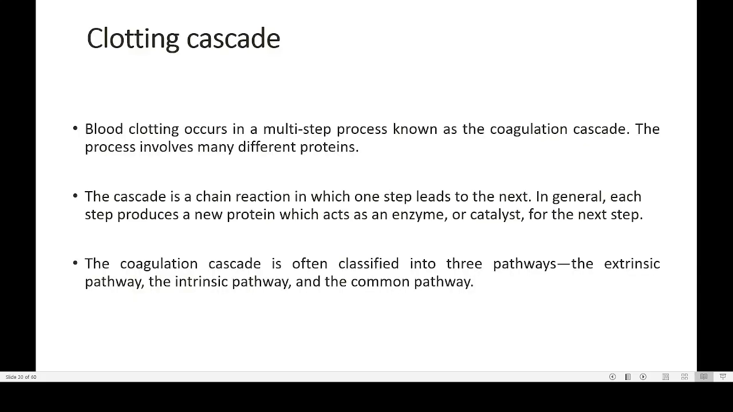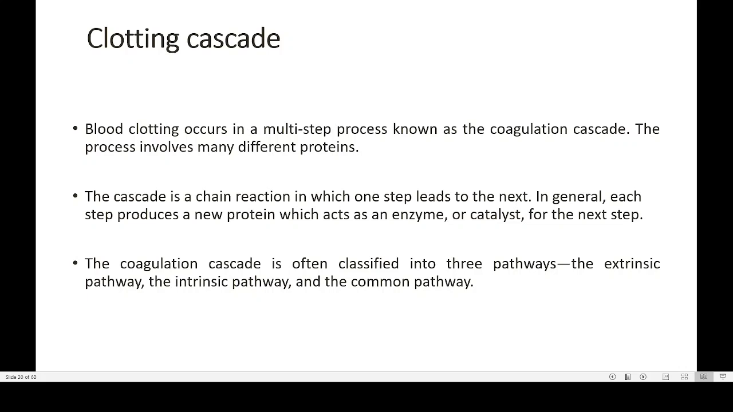And here this is sometimes known as the clotting cascade. You know, you just arrange several cards one after the other, behind each other. When one card falls, then the other cards will fall. So it is like that. That kind of system is known as a card cascade. So blood clotting involves a multi-step process known as the coagulation cascade or clotting cascade.